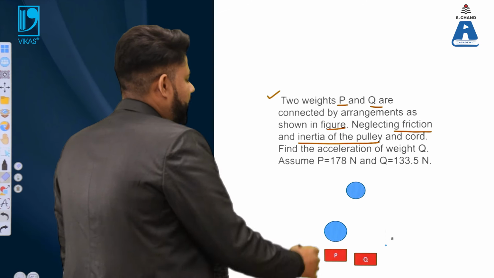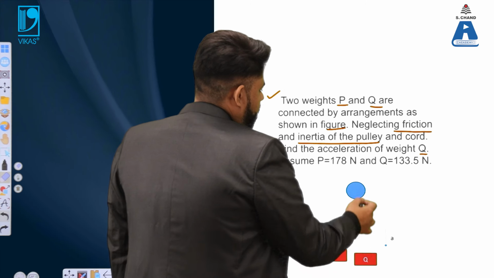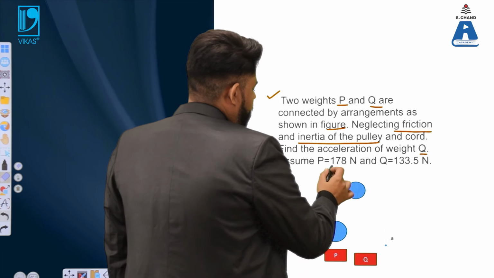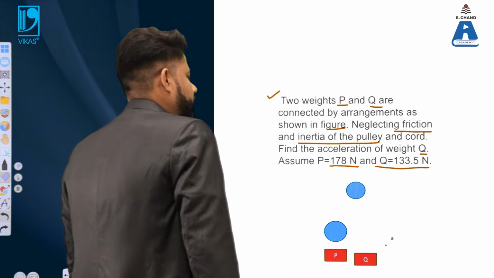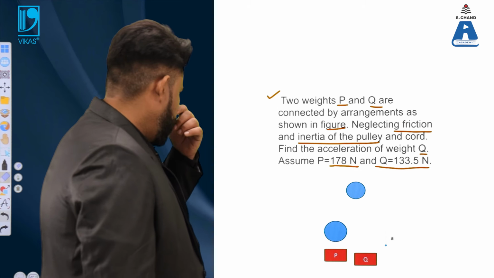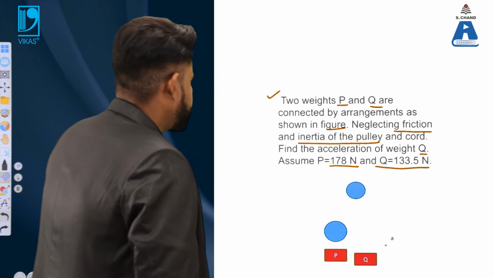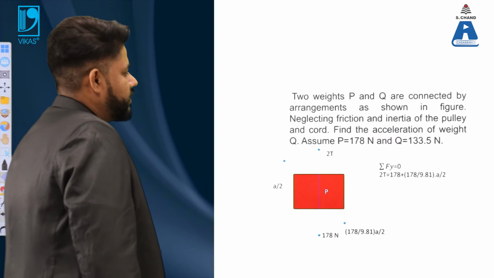You need to find out the acceleration of the weight Q. The acceleration of this weight Q is required, assuming that P is 178 and Q is 133.5. So the values of P and Q are given, and acceleration is required. D'Alembert's principle is to be applied.